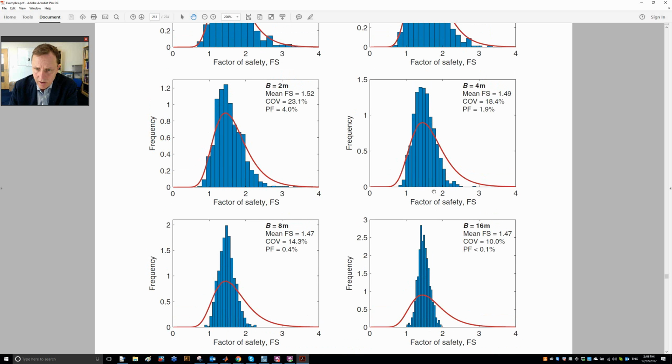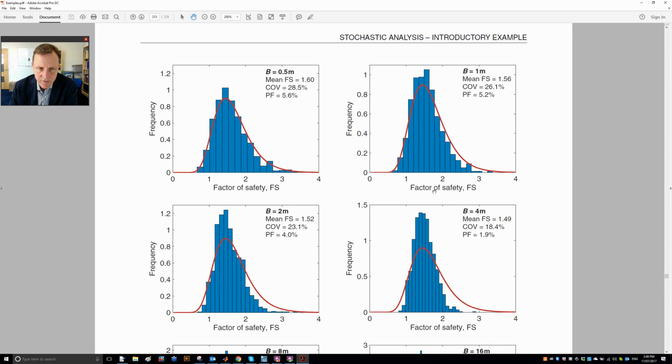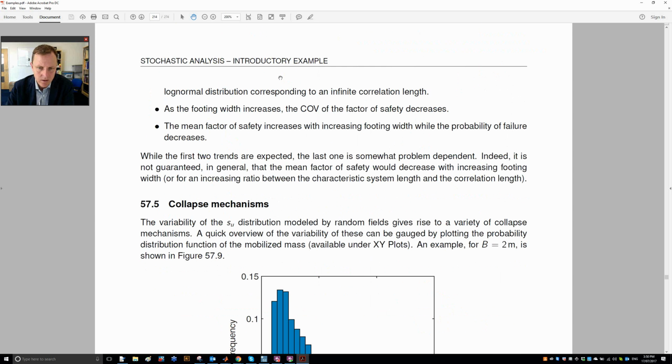And similarly, if the footing width is very small, it basically corresponds to having an infinite correlation length, meaning that the footing can only really see one undrained shear strength, namely the one right underneath the footing. So it's all explained here in the manual, I think, a little bit better than I'm able to do now. So have a look at that.